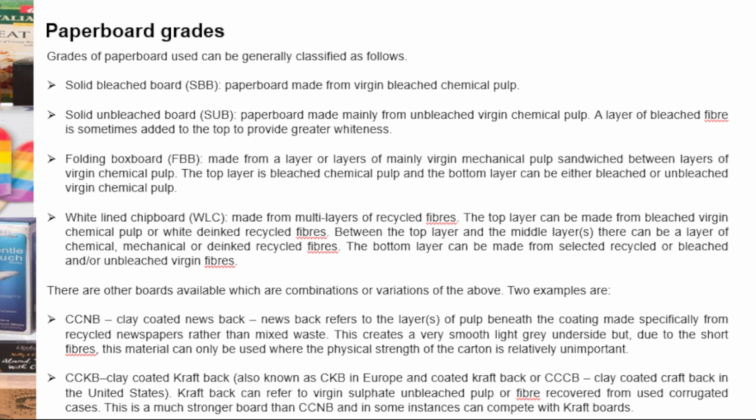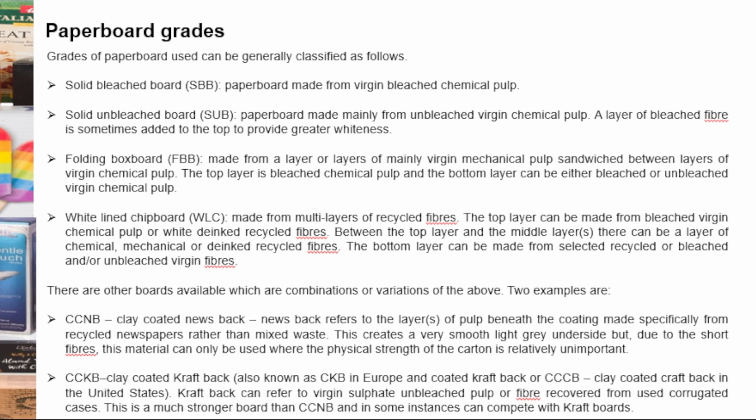Now the paperboard grades. Grades of paperboard used can generally be classified as follows. Solid bleached board, SBB: paperboard made from virgin bleached chemical pulp. Solid unbleached board, SUB: paperboard made mainly from unbleached virgin chemical pulp. A layer of bleached fiber is sometimes added to the top to provide greater whiteness.